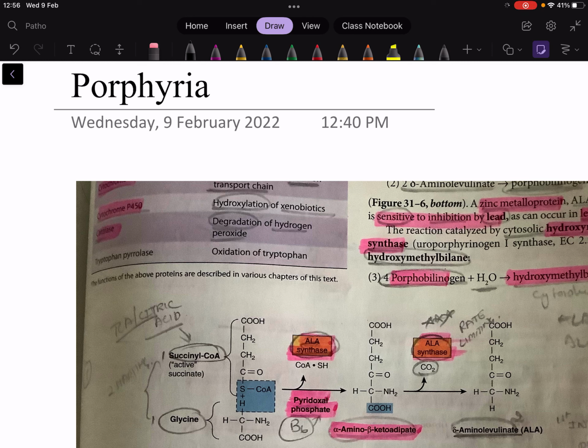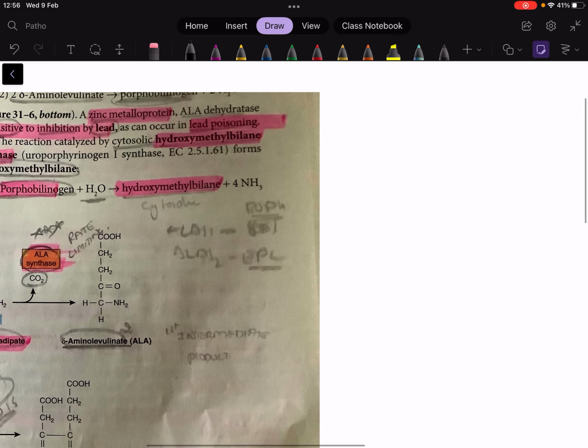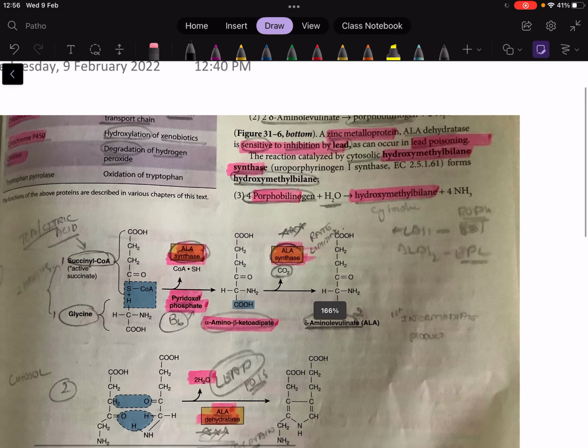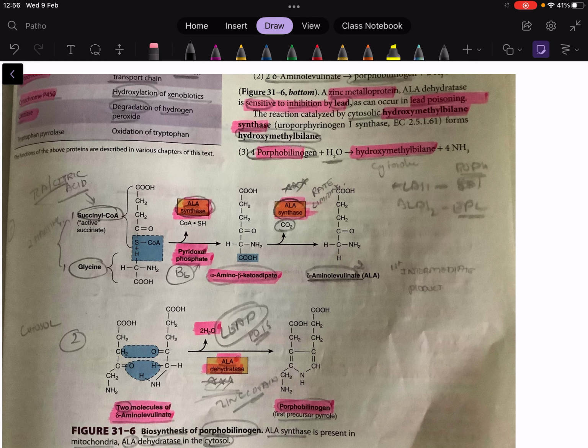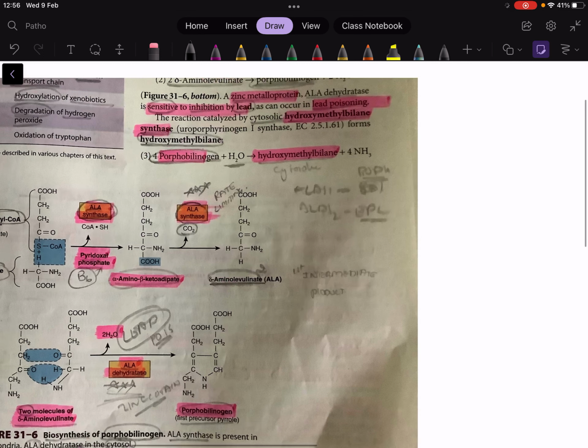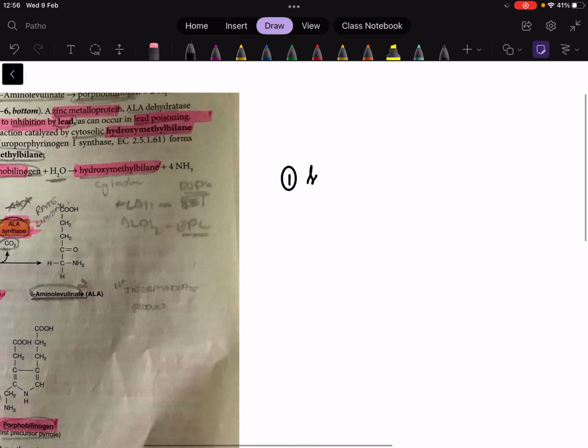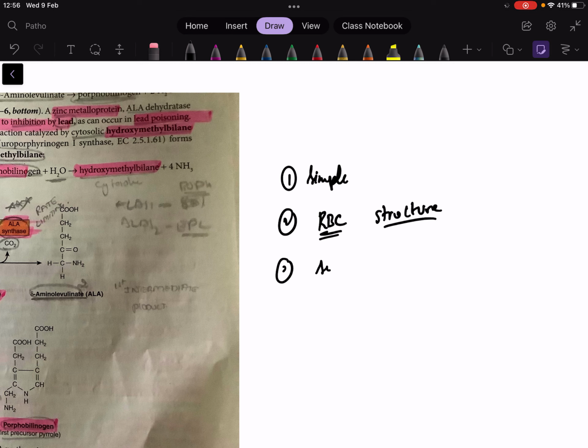So today we are going to talk about what is meant by porphyria. As you can see here, there is a diagram which is given in your biochemistry textbooks, and it is quite complex to understand, but I will try to make it as simple as possible. And not only that, I will talk about RBC structure in order to understand this, and after that I will try to explain how the protoporphyrin ring synthesis takes place in our body.